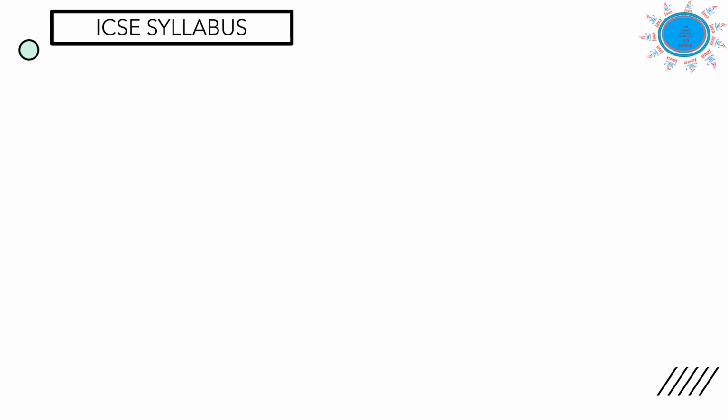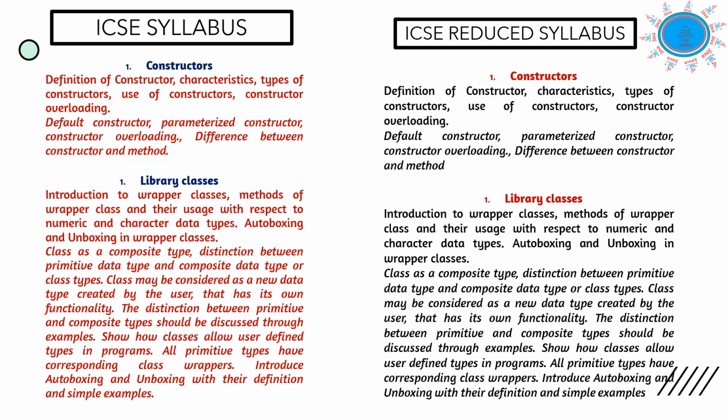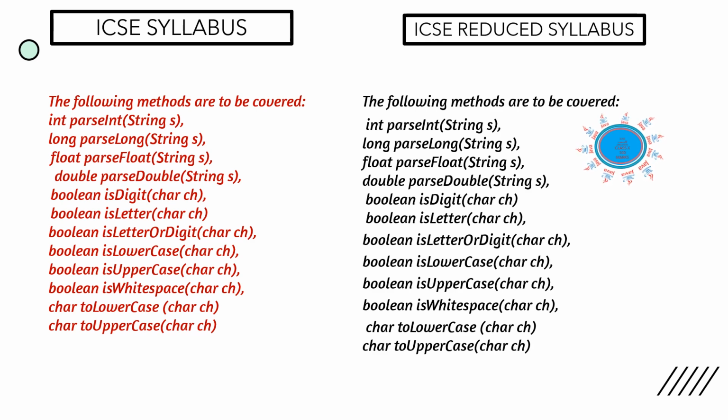Now in the next section we have constructors and library class. In this topic also no change is there. All topics are there as given earlier, so we have to study the complete topics as prescribed. Next are the methods of the library class, like parseInt. Here also we have to study all the methods; check line by line, no function or method is changed. We have to study all the outputs, the return types and the syntax. Here also no change is there.